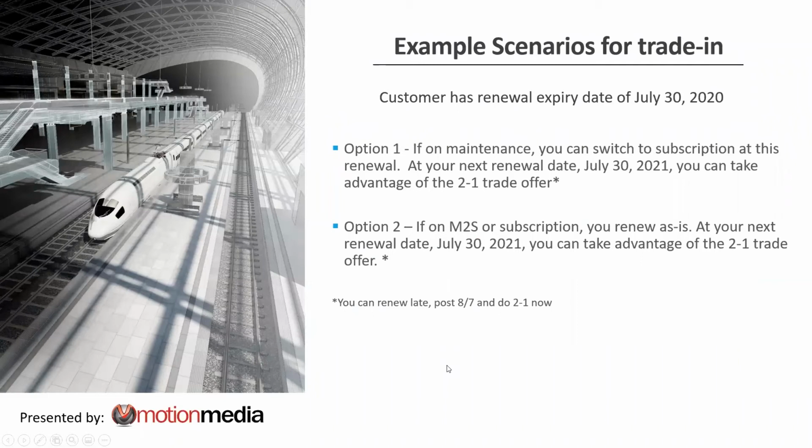So here's some scenarios for trading in your maintenance. If your maintenance expires July 30th, you can renew it again and take advantage of the 2-for-1 on July 30th, 2021. Or we can wait till after August 7th, as mentioned before, and do the 2-for-1 now if you prefer. Your option 2 is if you're M2S or subscription, you would renew as is, same thing, and then next renewal date, you can take advantage of the 2-for-1 offer, or we can wait and do a late renewal and do it in August and do the 2-for-1 now.